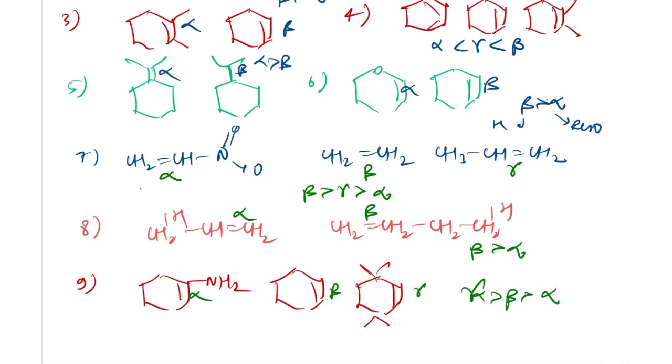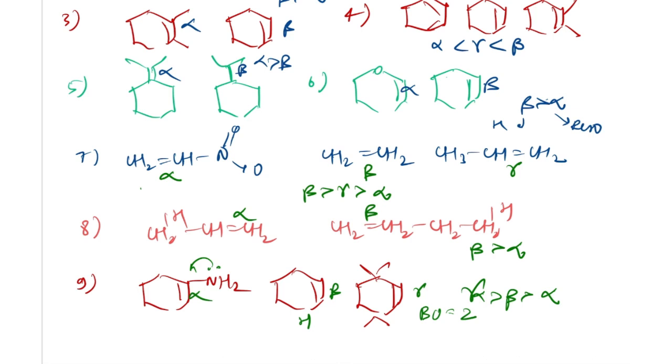Now, how do we calculate alpha? We have resonance, and for beta we have hyperconjugation. It is a pure double bond, order is 2. So gamma has the most bond order, then beta, then alpha, because the dilution of the double bond is more in the case of resonance as compared to hyperconjugation. We have seen a lot of cases.